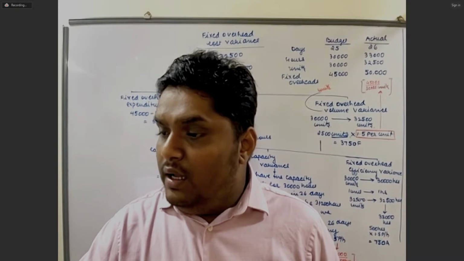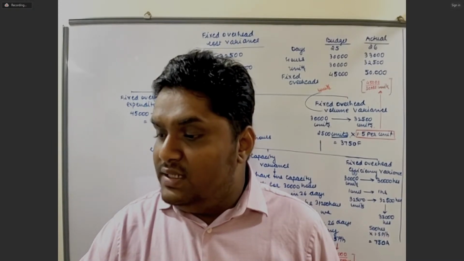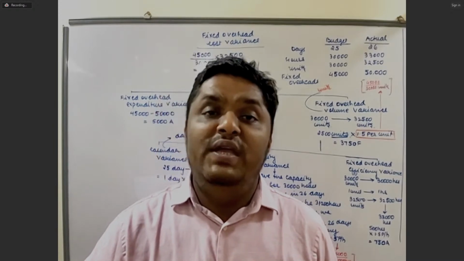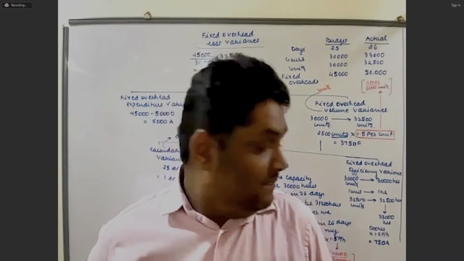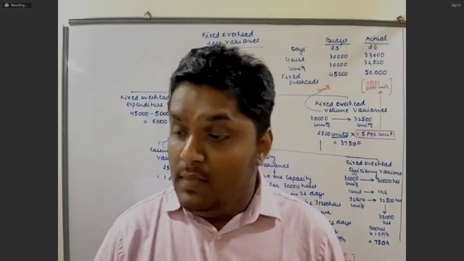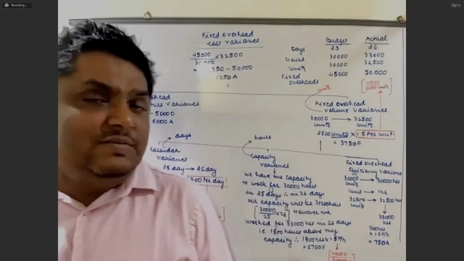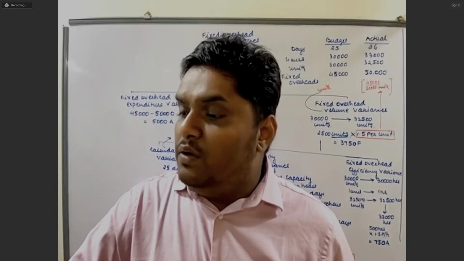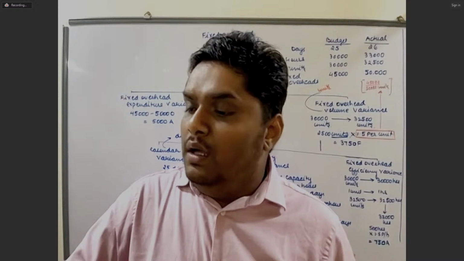Tanishka, it is adverse. What is A? 750. A is adverse. 750 adverse. If you guys have any doubts in this part, you guys can please post your query. Sir, please read again whatever the concept written by you under capacity variance.